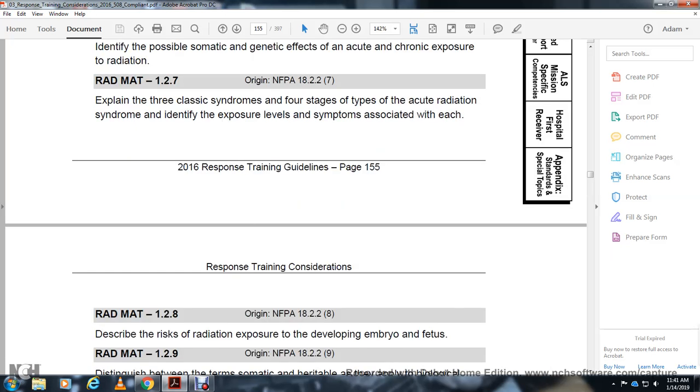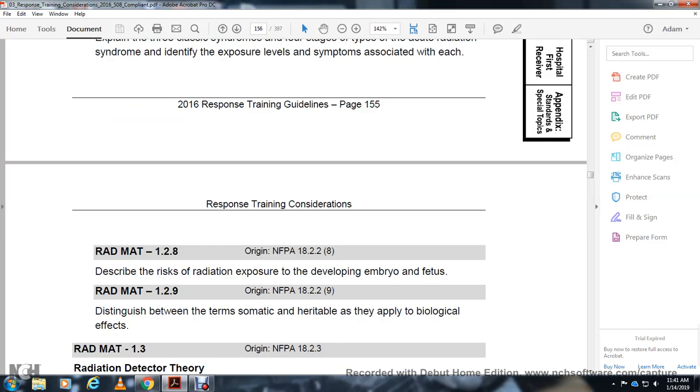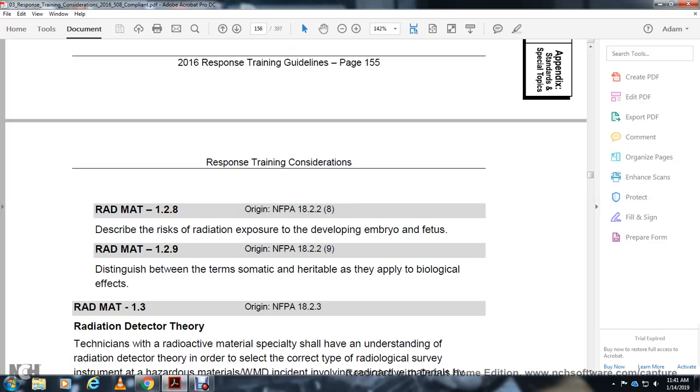Describe the risk of radiation exposure for the developing embryo and fetus. Also describe the distinction between the terms somatic and heritable as applied to biological effects.